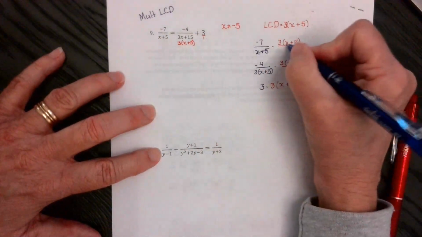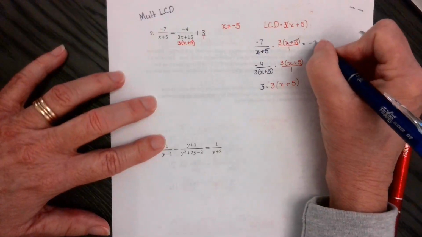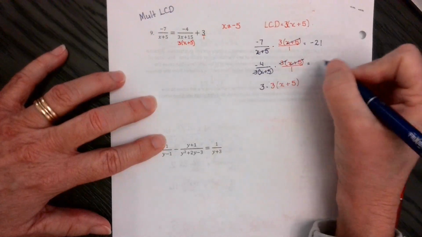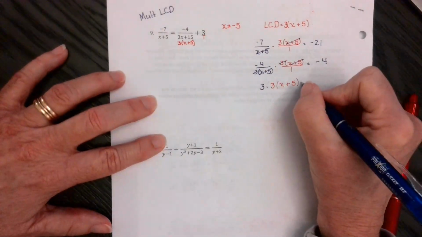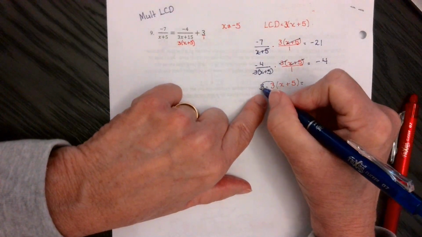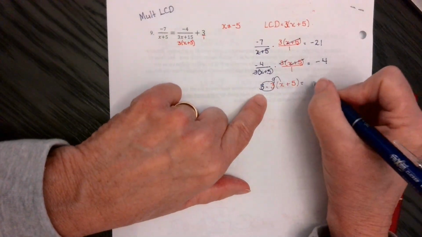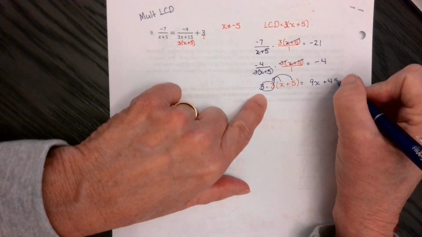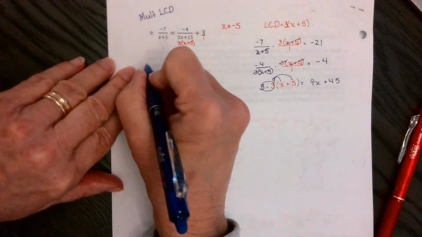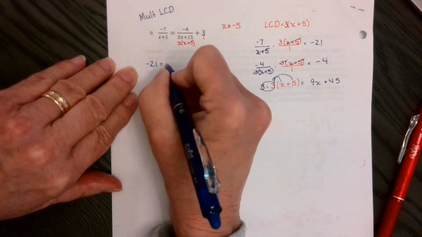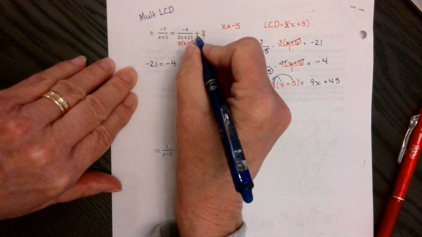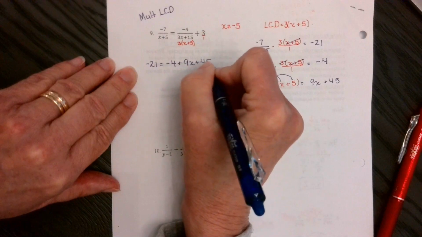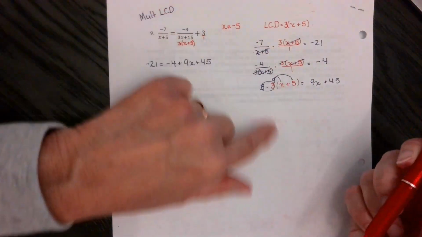Now here, our x plus 5's cancel, and we get -21. Here, our x plus 5's cancel, our 3's cancel, and we get -4. Here, 3 times 3 gives us 9. 9 times x is 9x, and 9 times 5 is 45. So, at this point, we get -21 equals -4 plus 9x plus 45.